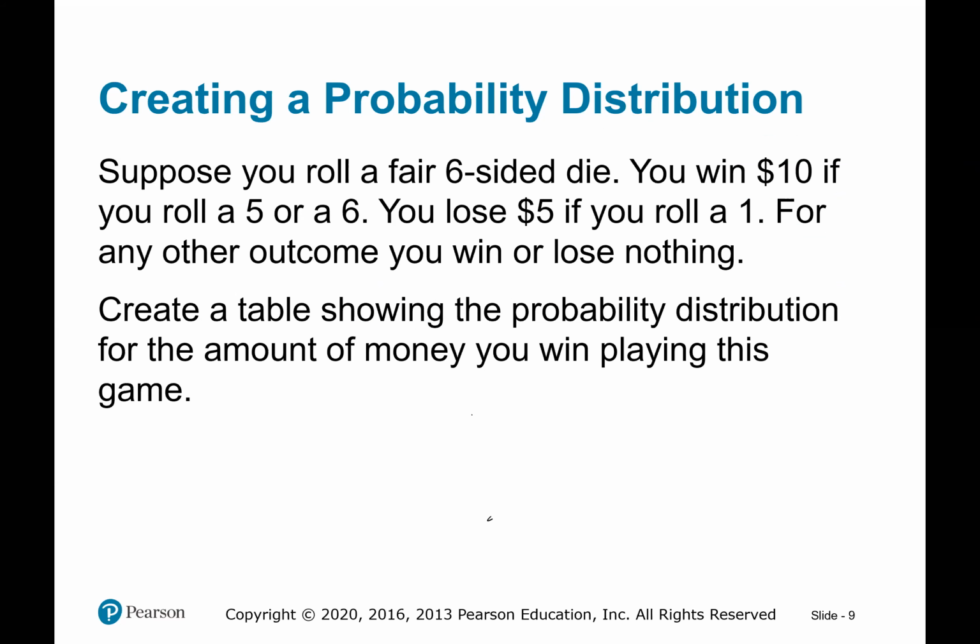Next one. We're going to create a probability distribution. Suppose you roll a fair six-sided die. If you roll a 5 or a 6, you win $10. If you roll 1, you lose $5. For any other outcome, you win or lose nothing. So we'll create a table showing the probability distribution for the amount of money.